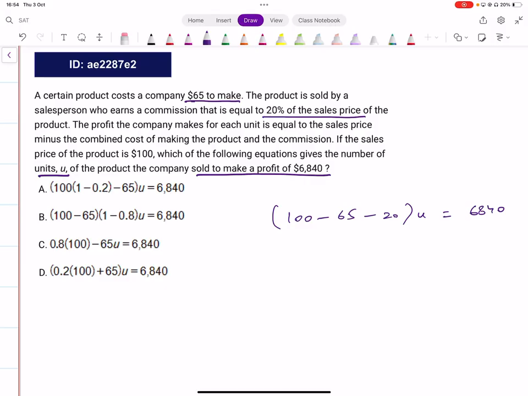Now, which equation does it correspond to? This cannot be true because U is not multiplying the whole thing. What about the others now? 20 plus 65, that's not correct. You need to get 15U from here, right? You need to have 15U. This is also not correct. 35 into 0.2, that's going to give you 7U. That's also not correct. 80 minus 65, that's 15U. This is going to be correct. This is 15U equal to 6840. So it's A. A is the final answer.